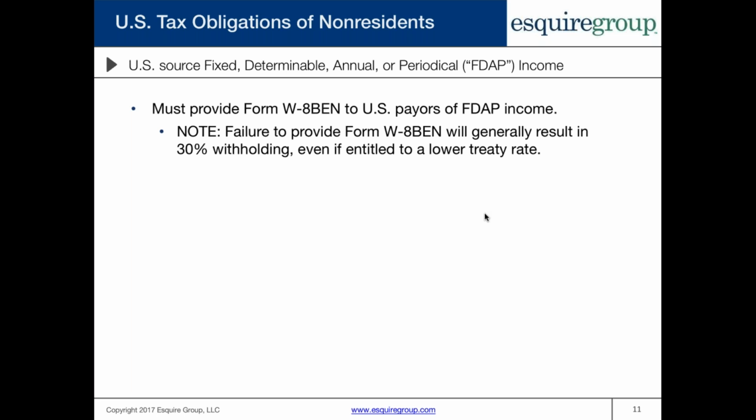But where failing to provide the W-8BEN can sting is if the person would have otherwise been entitled to a lower treaty rate. So in the example that I gave, since there was no tax treaty between the United States and Panama, the dividend being paid from the U.S. corporation to the Panamanian resident would have been subject to the default withholding rate of 30%. Let's change that example and let's now assume that it was a U.S. corporation paying a dividend to a resident of Germany.